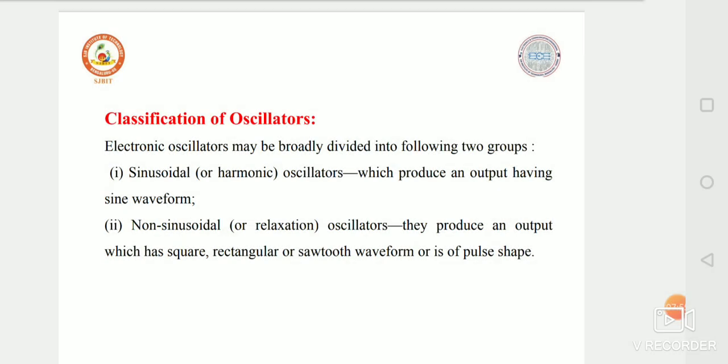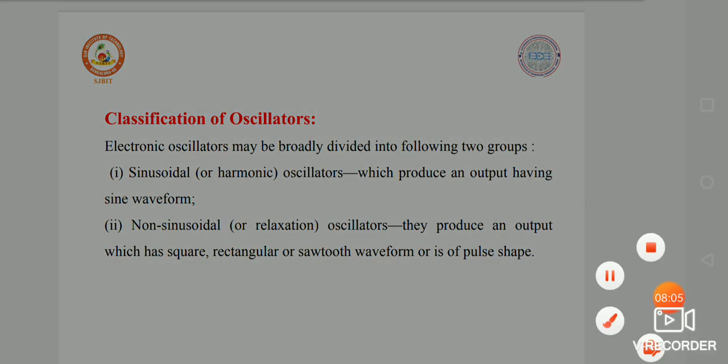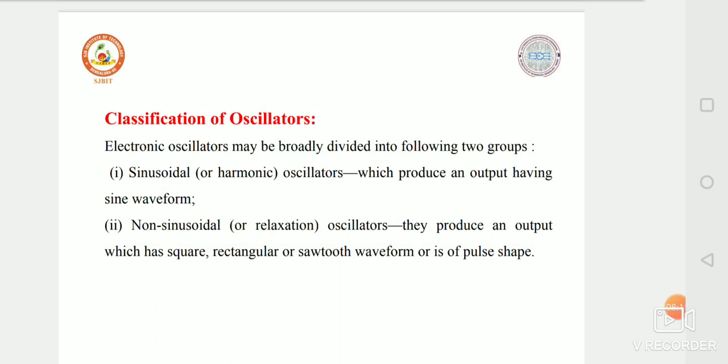If you come to the classification of oscillators, you will get 8 to 10 marks here. Write the classification of an oscillator: they will ask this as a direct question. At that time you have to be ready to write the classification of an oscillator. We know that oscillators are broadly divided into the following two groups.